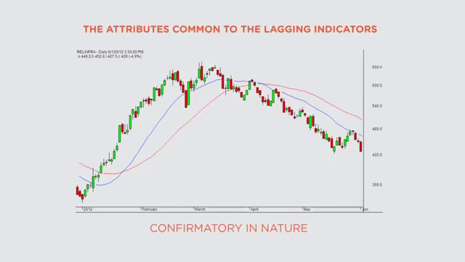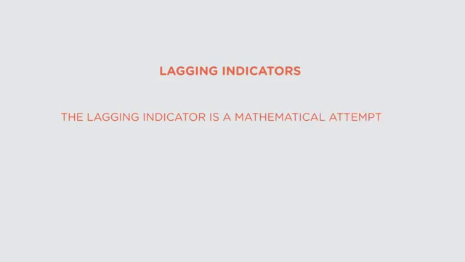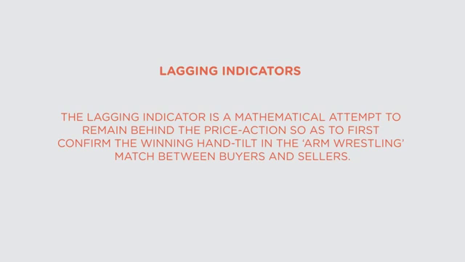And they are confirmatory in nature. Since they lag behind the price, they tend to be confirmatory. That is, before giving the signal, they check the validity of the unfolding trend in the market. Since these indicators lag, we lose out on the juicy spurt in the beginning of the trend and buy only after a decent rally. In short, the lagging indicator is a mathematical attempt to remain behind price action so as to first confirm the winning hand tilt in the palm wrestling match between buyers and sellers.